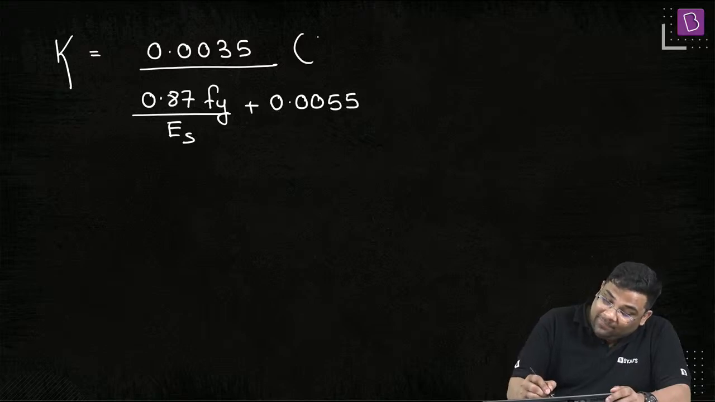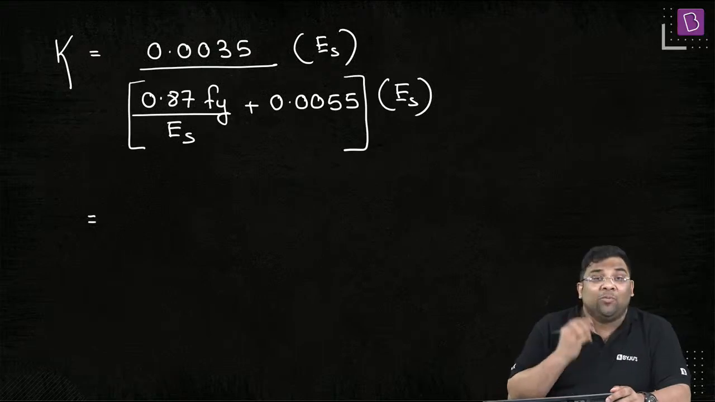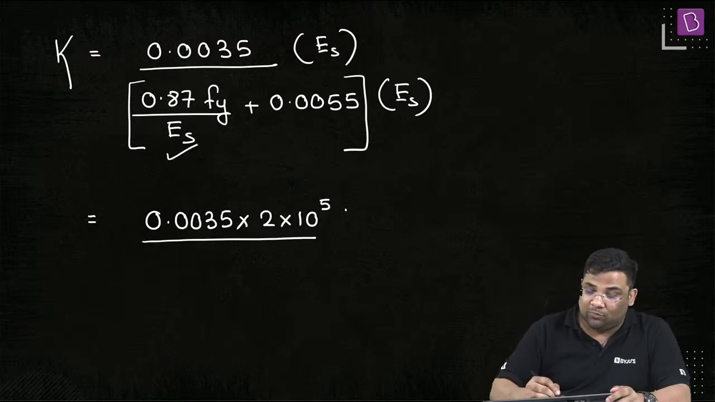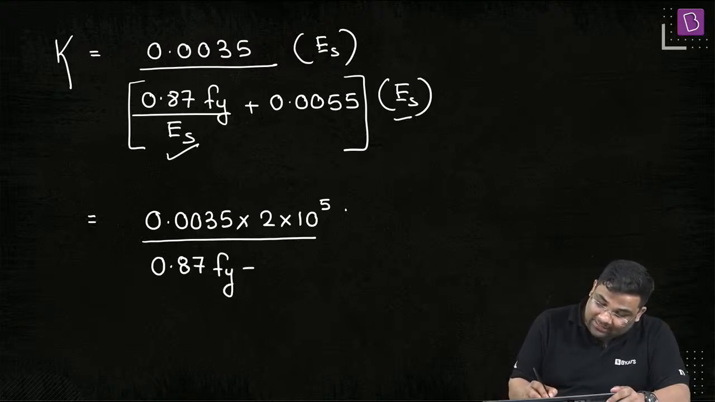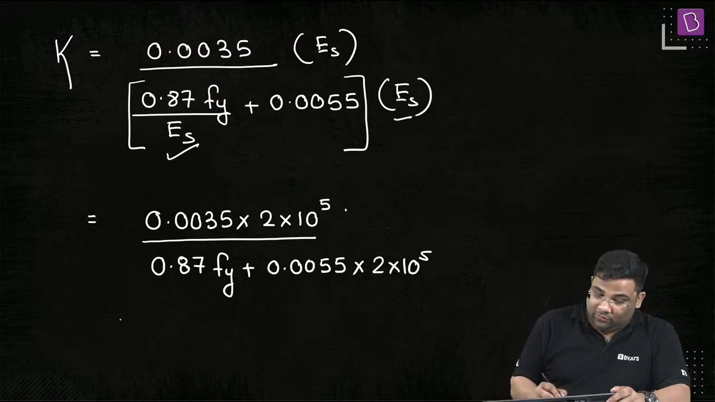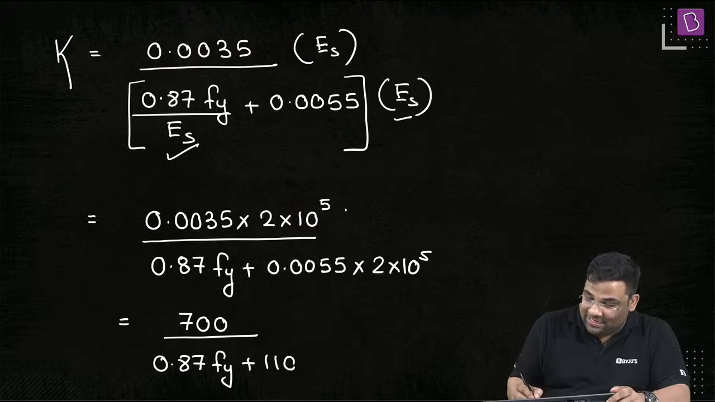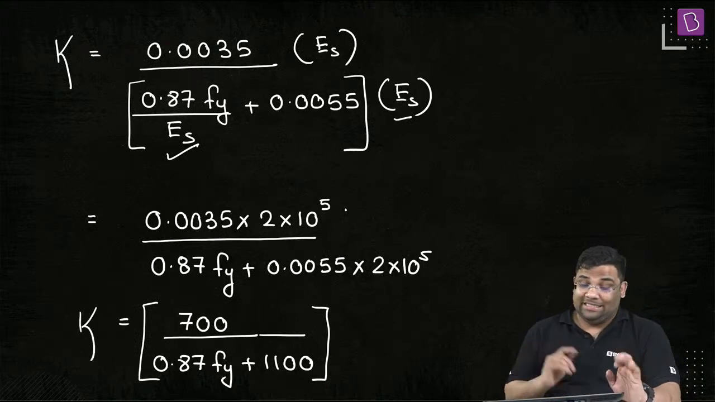So what I will do, I'll multiply Es in the numerator and multiply Es in the denominator. In the numerator, what will become? 0.0035 into 2 into 10 to the power 5. And the denominator will become, when you open the bracket, Es and Es will get cancelled. I will get just 0.87 fy plus 0.0055 into 2 into 10 to the power 5. So when you find this value, numerator will get 700. Denominator will get 0.87 fy plus 1100. So I can say this is an easier form to remember K.